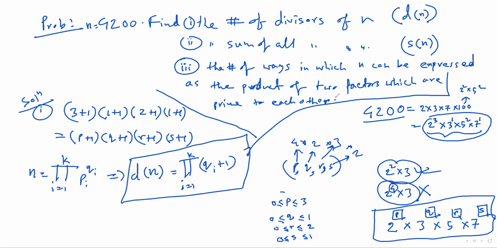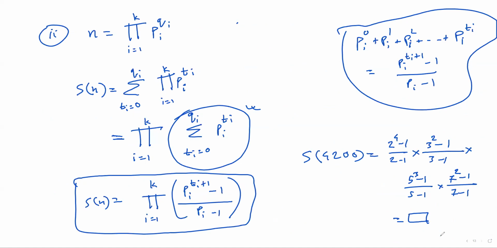The question asks to find the number of ways you can arrange or rewrite n as a product of two factors, but there is a catch, there is a condition. The two factors have to be co-prime to each other. So to solve number 3, let's try to delve deeper into the question to understand it better. 4200 can be written as 42 times 100, but this is not acceptable according to the description of question number 3 because 42 and 100 are not co-prime to each other.